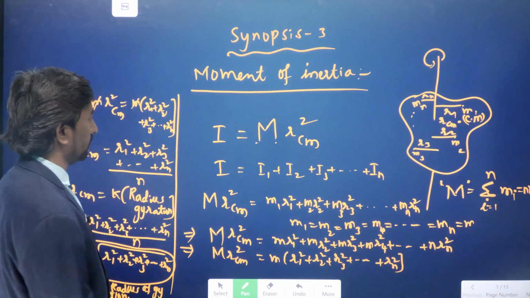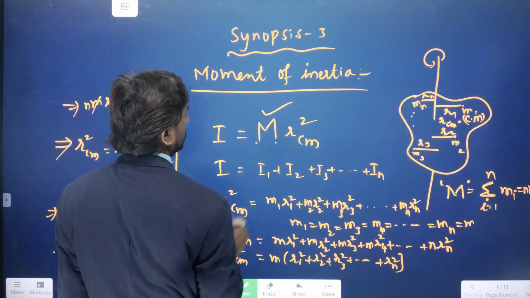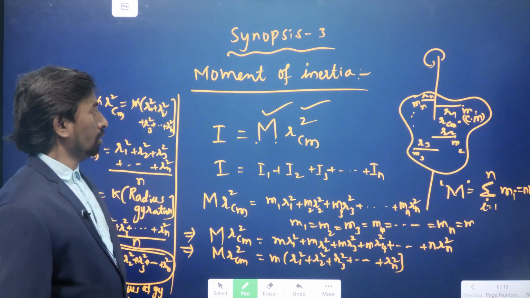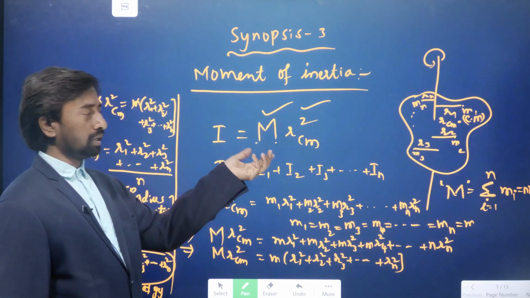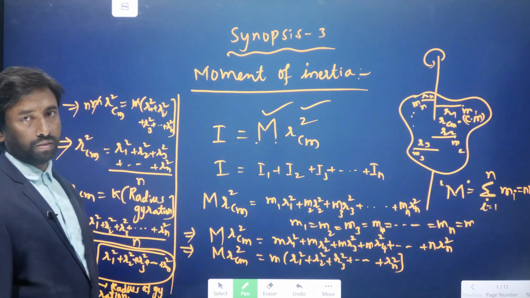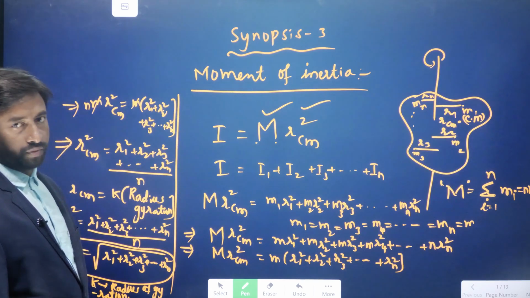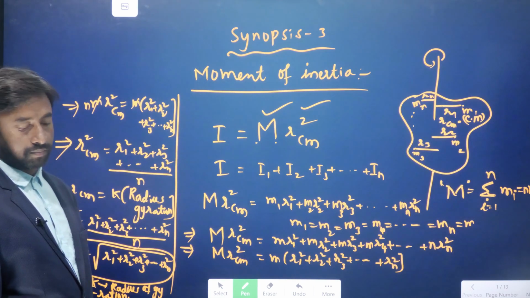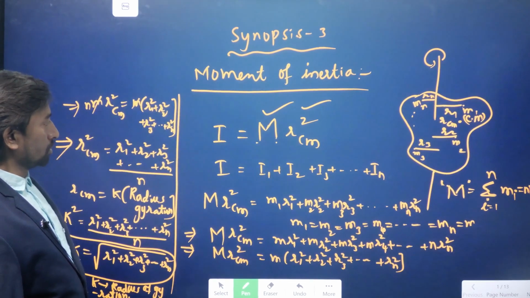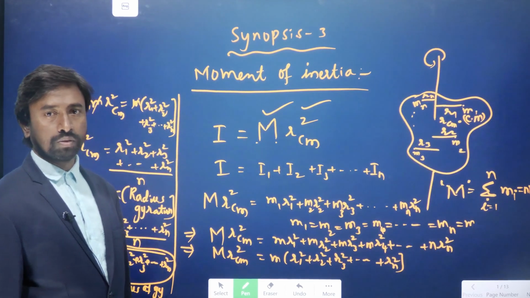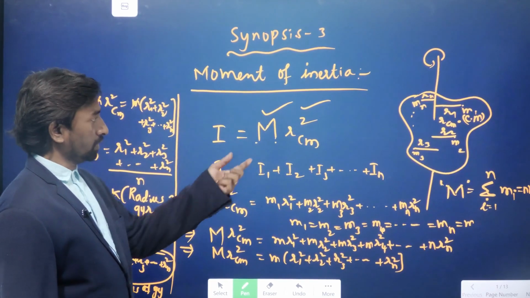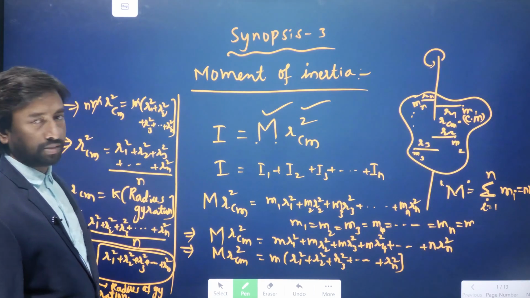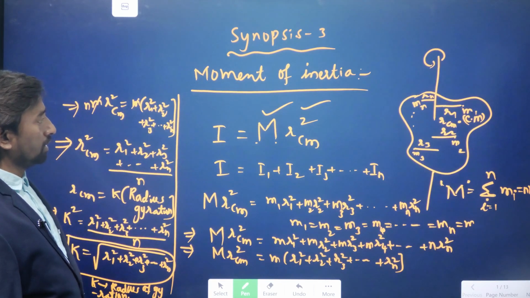So this moment of inertia will depend on the mass of the body, the mass distribution of the body and the perpendicular distance from the axis of rotation about which it is rotating. How much distance it is placed at, based on that it will depend. So it is directly proportional to mass and directly proportional to the square of the distance between the axis of rotation and the point from where it is rotating about that axis. Okay, that is the moment of inertia.